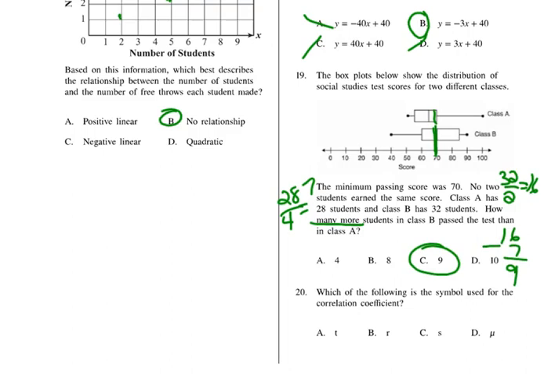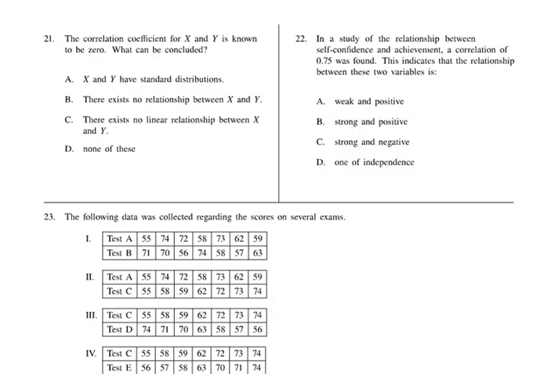Which of the following is a symbol used for the correlation coefficient? That's choice B, letter R. Let's see, the correlation coefficient for X and Y is known to be 0. What can be concluded? When it's 0, that means that there exists no linear relationship between X and Y. Actually, it could be either, you know what, I'm changing that one. I think it's B. There's no relationship at all between X and Y, let alone linear.